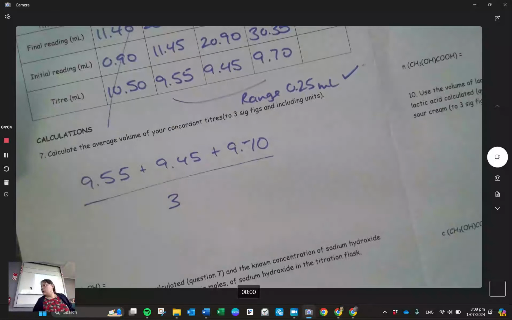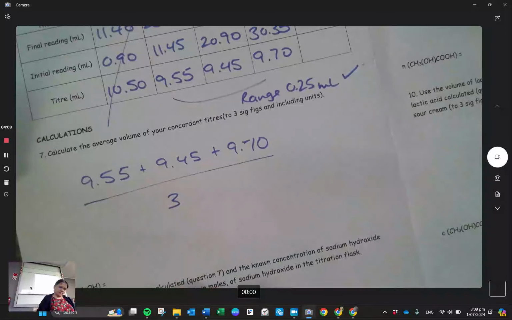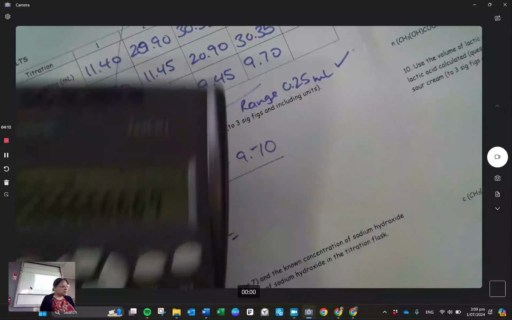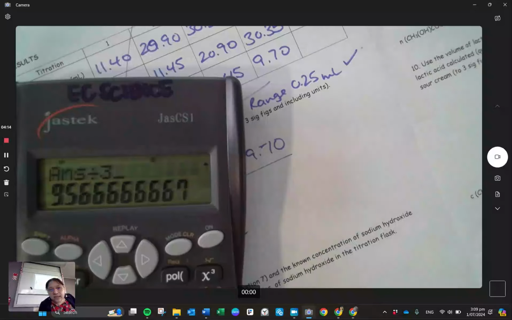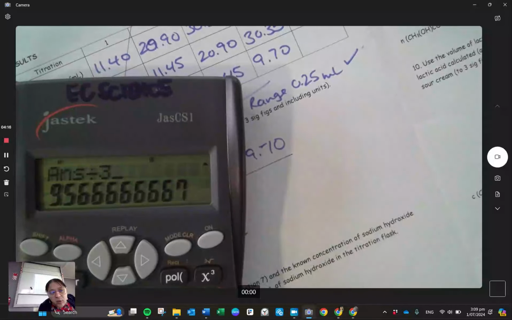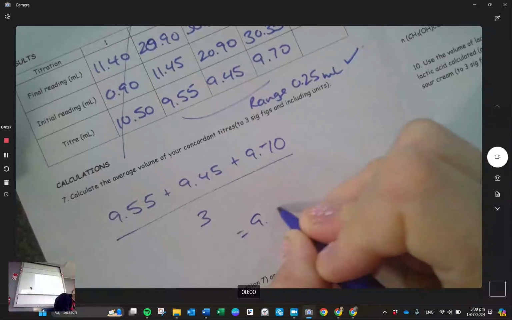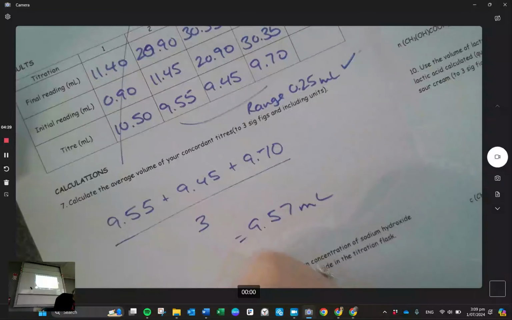Oh, I did something funny when I was adding it. Just check. All right, so I got my average to be 9.5666. I'm going to round that up because if I look over to the 6, 6 is bigger than 5, so it's going to be 9.57 milliliters.